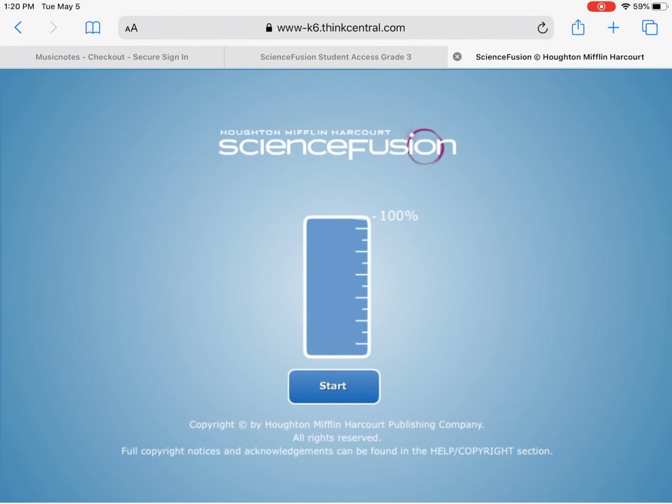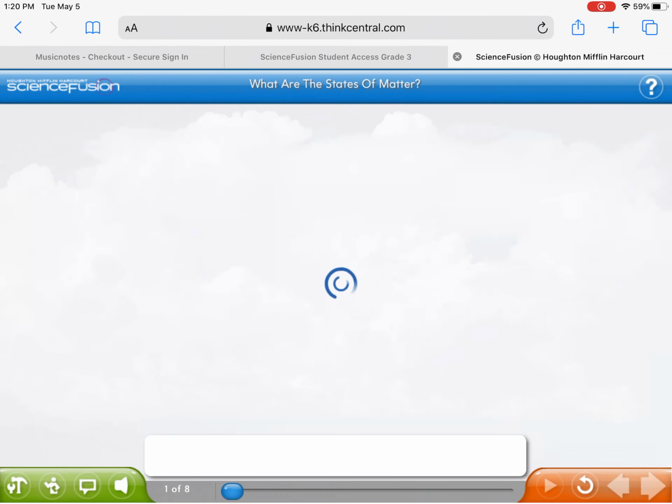Hey guys, today we're doing lesson 5. What are the states of matter? So you should have read the section in the book on lesson 5, and now we're going to do the online lab to go with it.